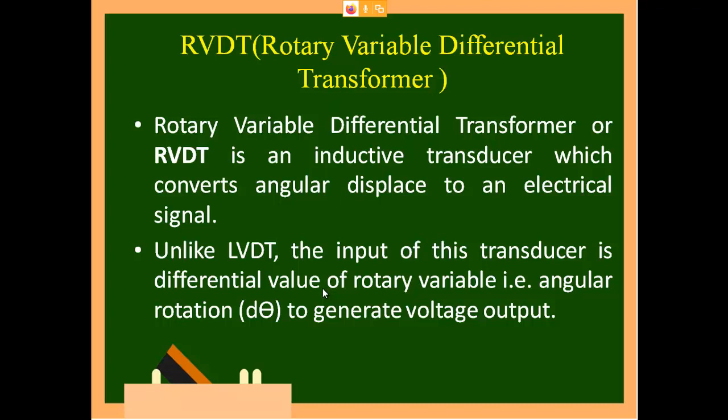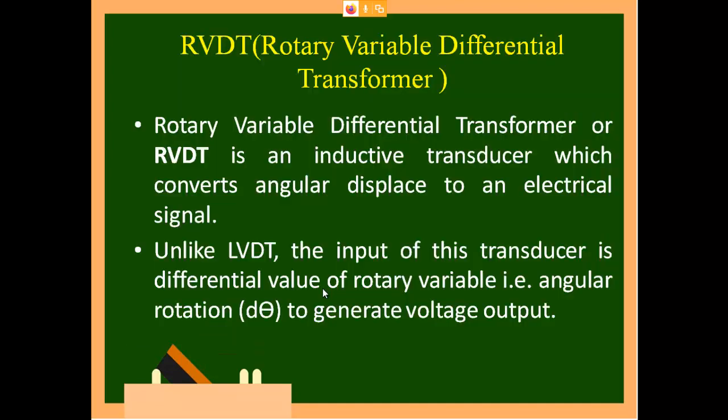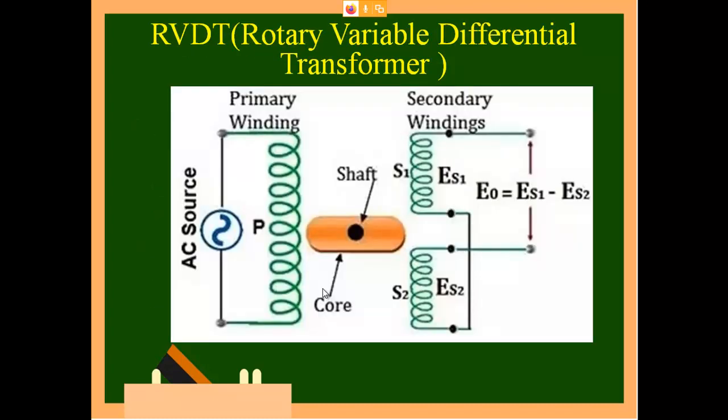Instead of linear, I am putting a rotary variable differential transformer. So what will be the differences? In the first case, the movement of the bar was in linear direction. Now the movement will be in rotational direction. The rotary variable differential transformer, or RVDT, is an inductive transducer which converts angular displacement to an electric signal. Unlike LVDT, the input of the transducer is the rotary value, that is angular rotation, to generate voltage output. So same arrangement.